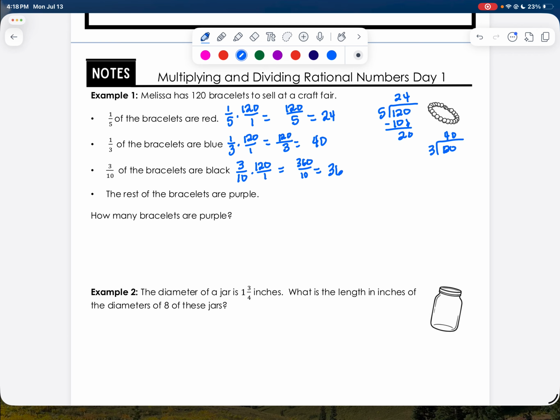So now what we can do is add up all three of these colors because I know the rest of the bracelets are purple. So I'm going to take the 24 plus the 40 plus the 36. 4 plus 6 is 10. Carry the 1. 3, 7, that would be 10. So there are 100 bracelets that are red, blue, black. The rest are purple. So I know there were a total of 120. The other colors, there are 100 bracelets that are a different color. And that would give me a total of 20 purple bracelets.